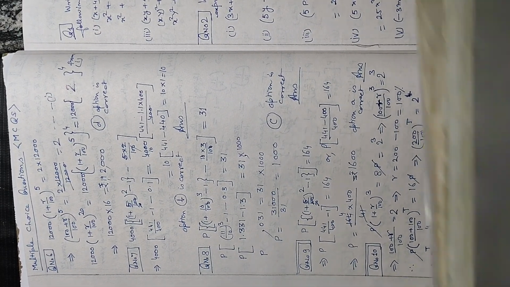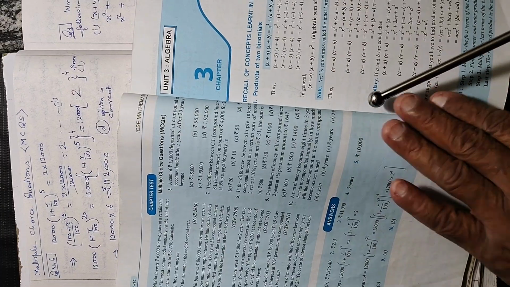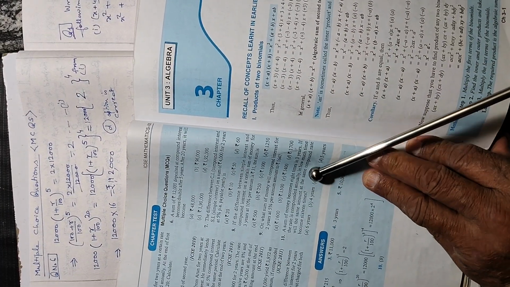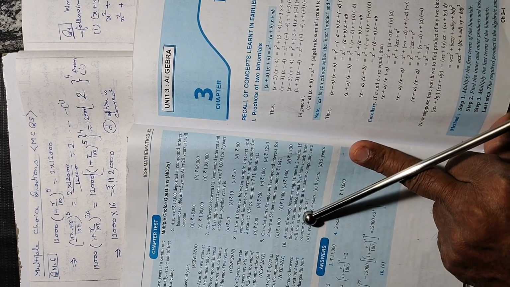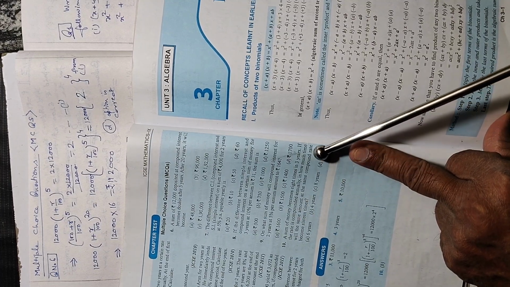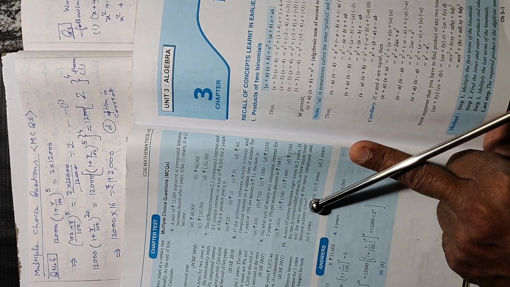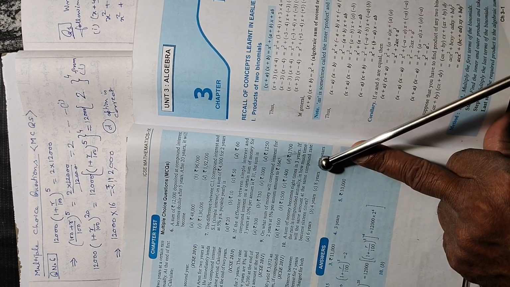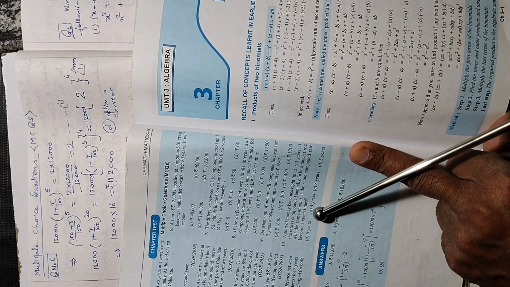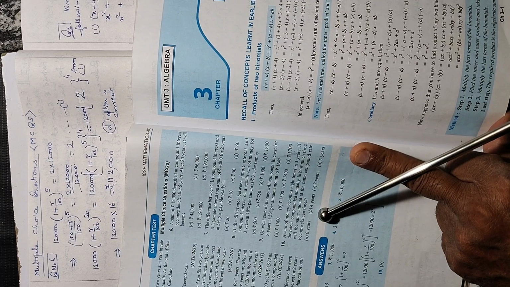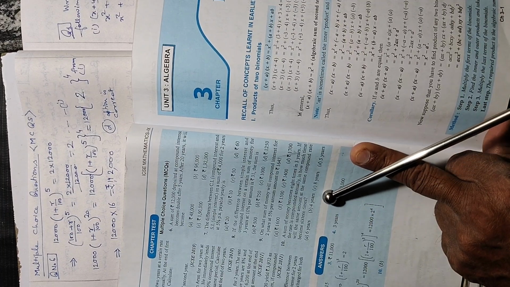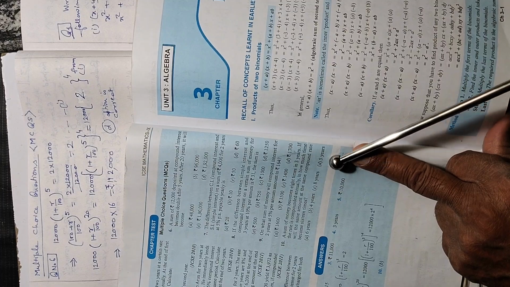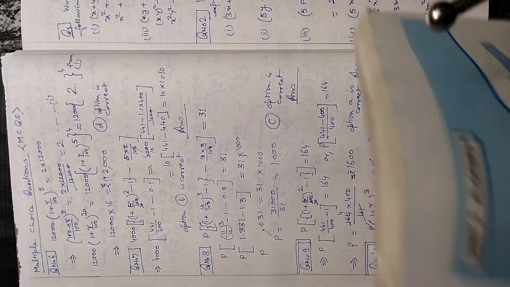Now come to the question number 10. A sum of money becomes 8 times in 3 years if the rate is compounded annually. In how much time will the same amount at the same compound rate become 16 times? That is, A option is 6 years, B option is 4 years, C option is 8 years, D option is 5 years. So let us do it.